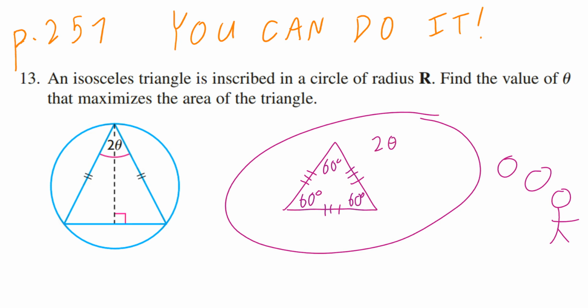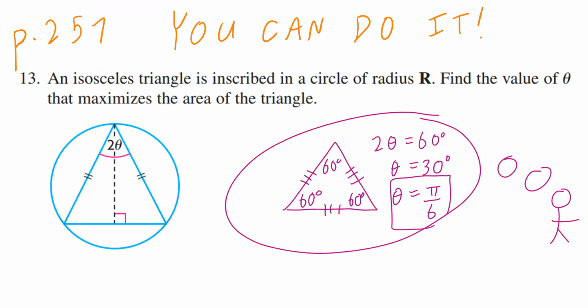So my educated guess is that 2 theta equals 60 degrees. Theta is going to be 30 degrees, or in radians, pi divided by 6. So before solving this, which I will in a moment, my guess is the maximum area of the triangle occurs when angle theta is pi divided by 6.